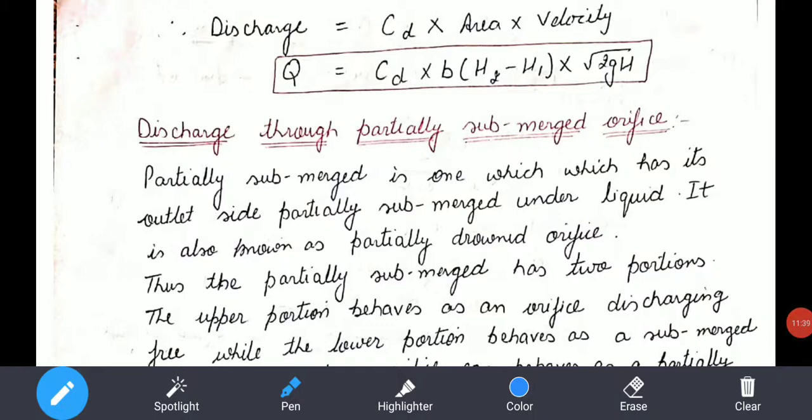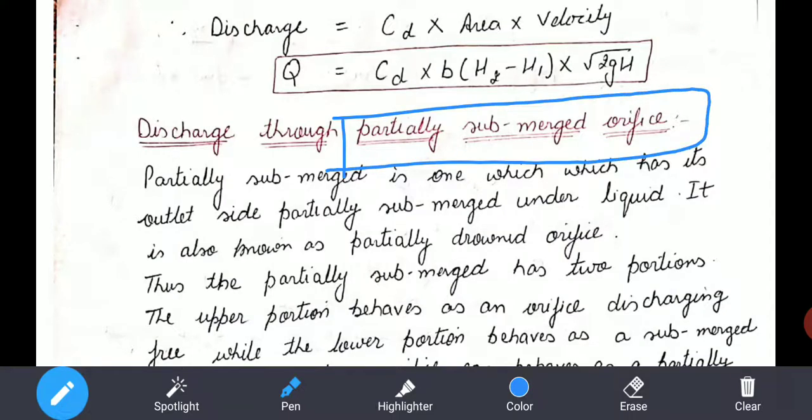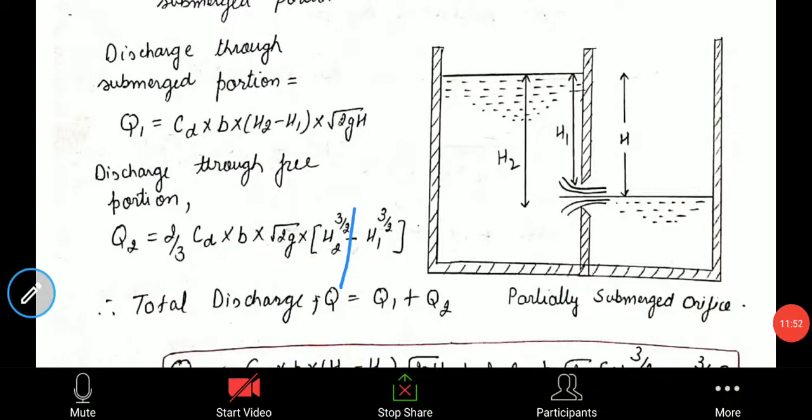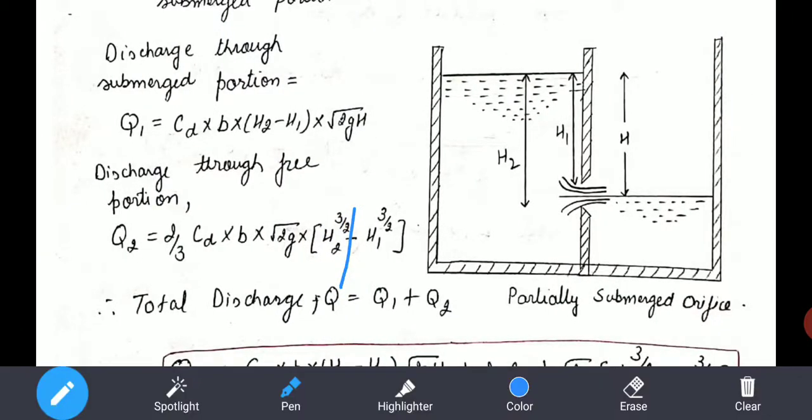Now our next topic is discharge through a partially submerged orifice. Last time we discussed the totally submerged orifice. Now we are talking about the partially submerged orifice. This is shown diagrammatically. In this case, on the downstream side, the water level is at half of the diameter of the orifice.